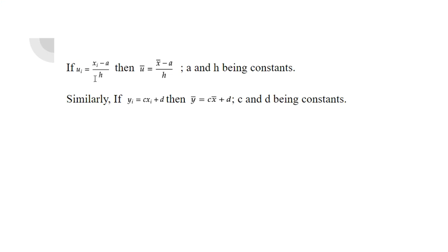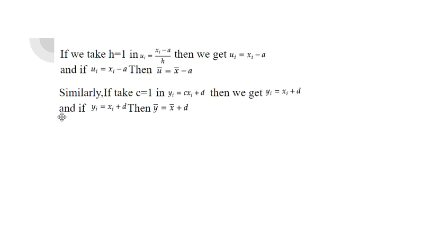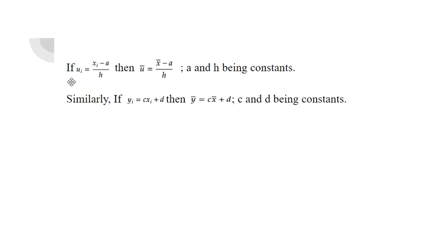In this case we have done the addition, we have done the subtraction, and we have done division and even multiplication. It means we have changed origin and scale both. So what if I want to change only the origin? Then what is the previous equation? ui is equal to (xi minus a) upon h.